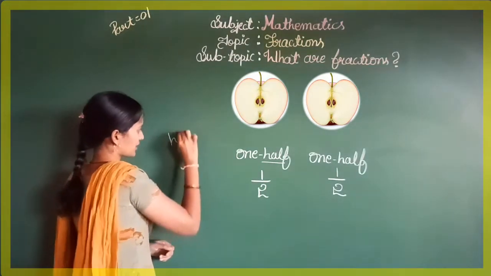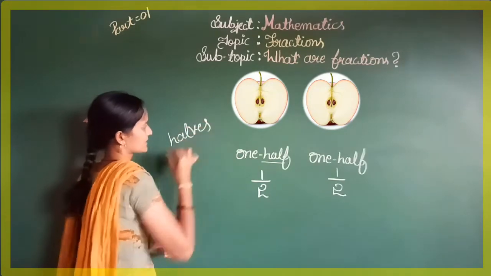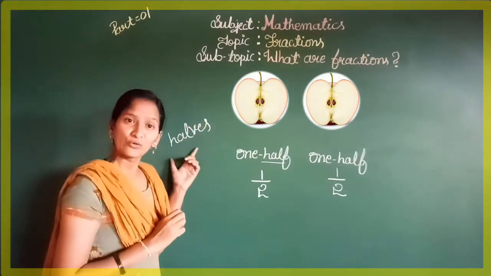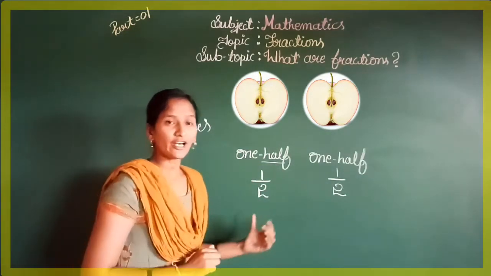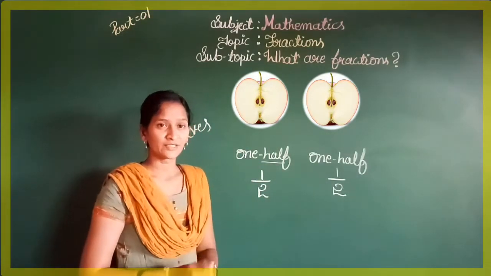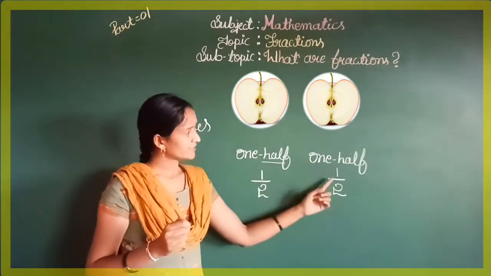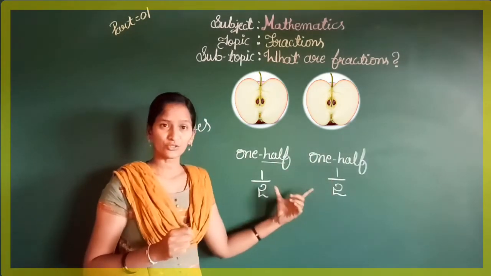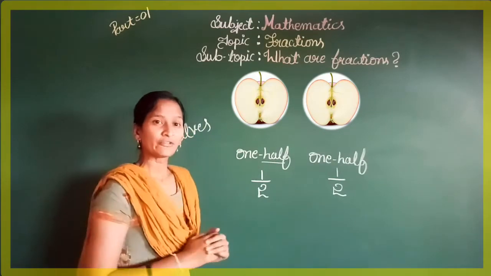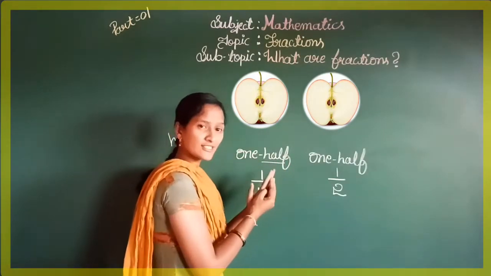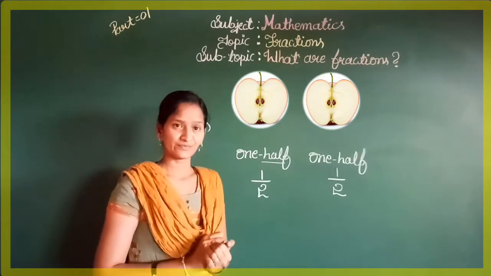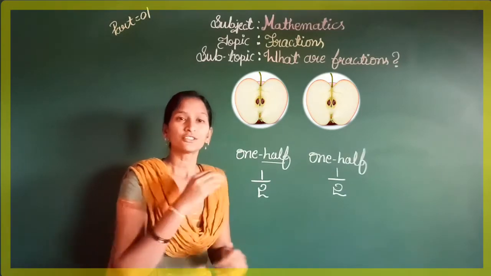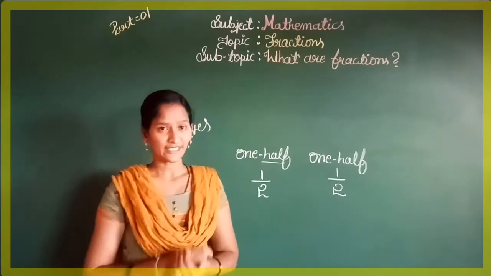See here, halves. It is a plural form. Half is a singular form. Okay. So here, how many halves are there? One, and here is another one. Total 2 halves. If you combine the 2 halves, again you are getting one complete fruit. Okay. So now I will move to another example.